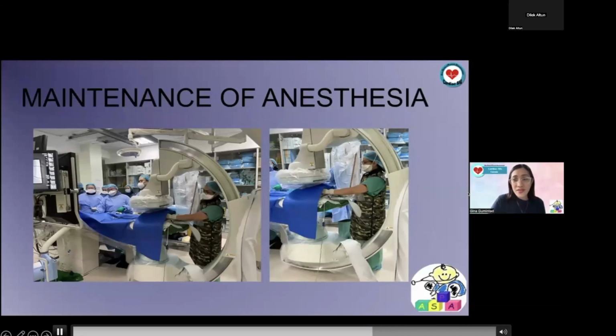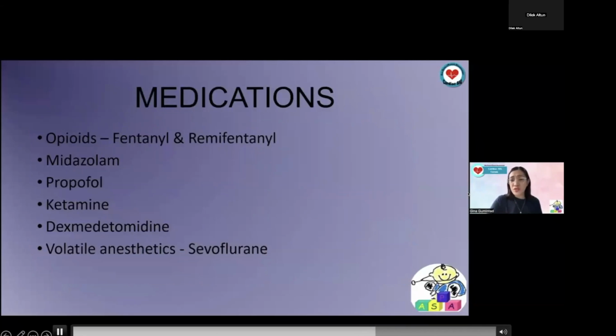So this is the PDA stenting patient. This is what we are doing. This is how we maintain the anesthesia. We can give boluses of medication. So what medications should we give intraop? Intraoperatively, we start with opioids. Our option is we can give fentanyl.